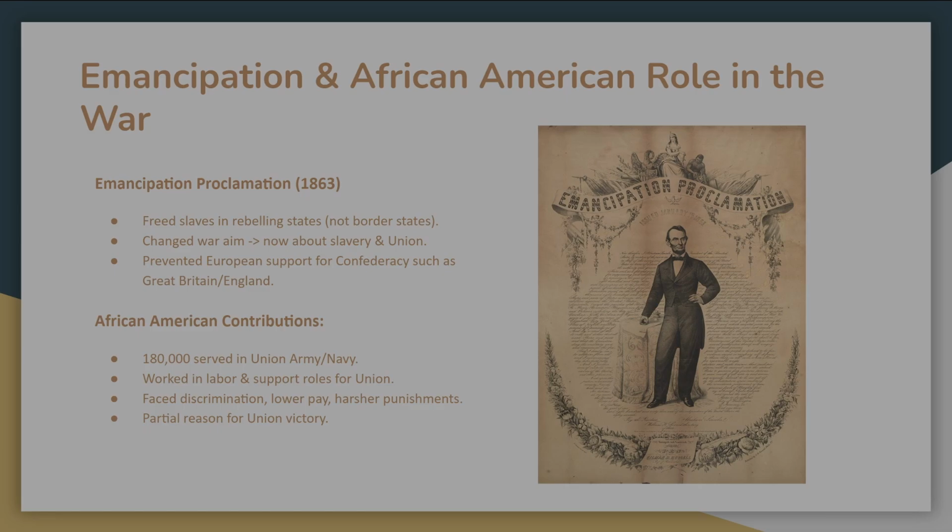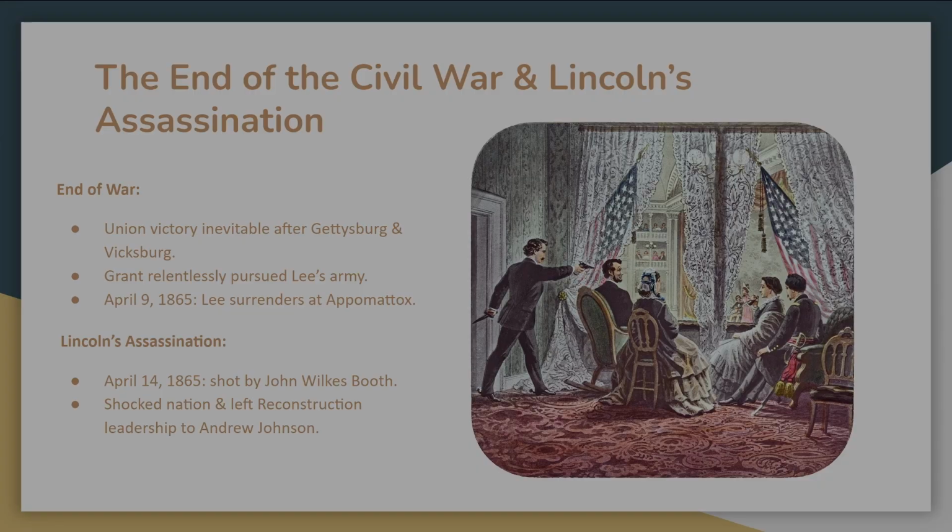African American contributions: 180,000 served in the Union Army and Navy. They worked in labor and support roles for the Union, but they faced discrimination, lower pay, and harsher punishments, and it was a partial reason for the Union victory.